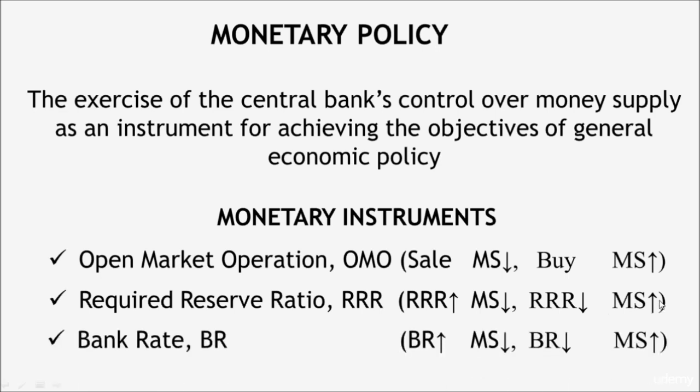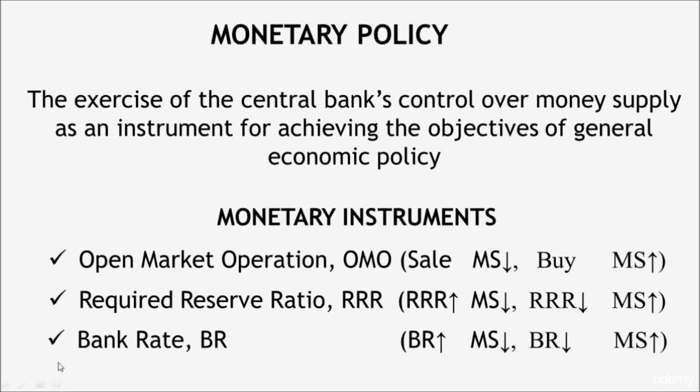Finally, bank rate. Central bank can influence money supply changing bank rate. Bank rate is the interest rate that the central bank charges on loans that it makes to commercial banks. If bank rate is increased, it demotivates the commercial banks to take loan from the central bank and money supply falls. Similarly, central bank can influence the commercial banks to take more loan by reducing the bank rate and thus money supply rises. These are some common instruments that are used by the central banks to control money supply.